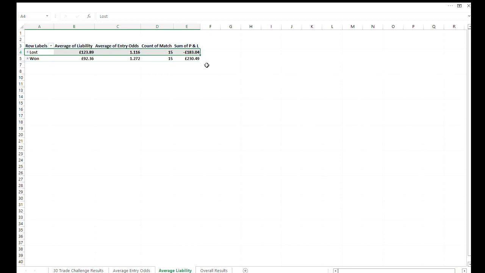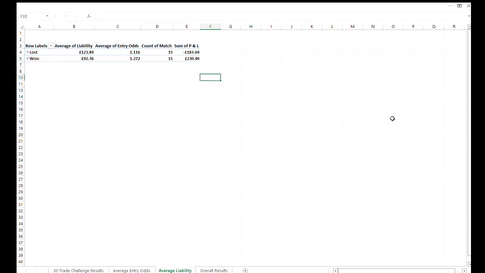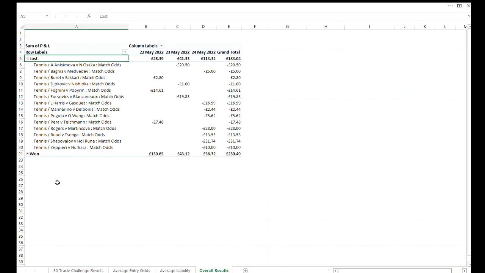Not good at all. When we've won, we've used an average liability of £92 with average lay odds of 1.27. We've had 15 trades and we've made 230.49. So it's broken down. I'll leave you guys to take a moment to pause the video or take a screenshot if you'd like to. And now for the overall results.